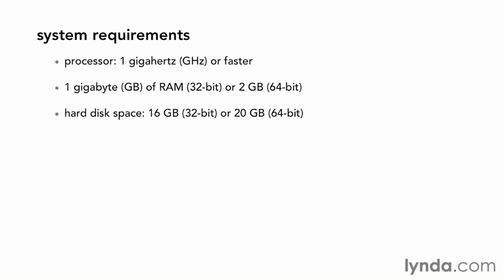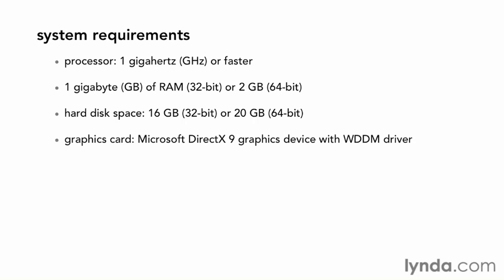Your hard drive, you're going to need some free space, 16 gigs for a 32-bit install. You'll need 20 gigabytes of free space for your 64-bit installation. An ideal graphics card might be a Microsoft DirectX 9 graphics device with WDDM driver. And there are some additional requirements if you're going to use certain features like touch, for example.